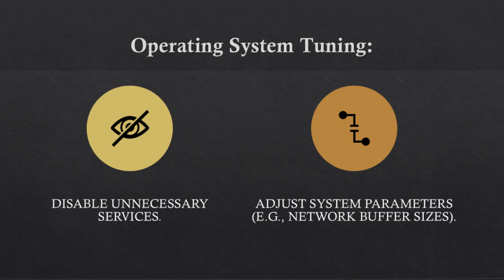We also tune the operating system to better suit our needs. Disabling unnecessary services. By turning off services that are not required for our application, we free up system resources and reduce potential security vulnerabilities. Adjusting system parameters. We modify system settings, such as network buffer sizes, to optimize performance for our specific use cases. This fine-tuning helps improve network throughput and responsiveness.